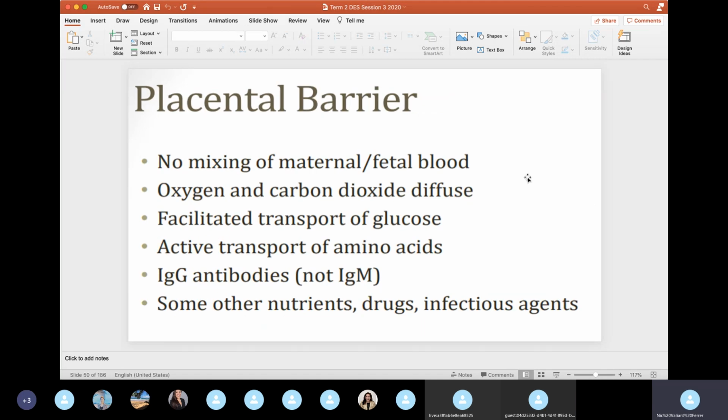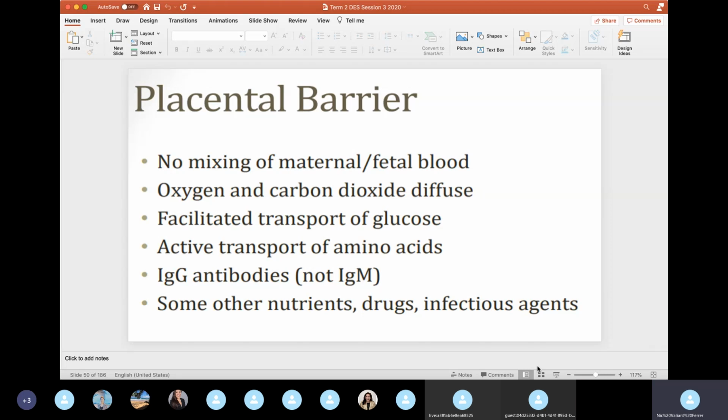That's high yield. There is a barrier. We call this the placental barrier. What's the function of a placental barrier? The function is there's no mixing of maternal and fetal blood. So in this barrier, the oxygen and the carbon dioxide just diffuse. As I've said, the glucose is transported. Here, you have the facilitated transport of glucose. You also have active transport of your amino acids.